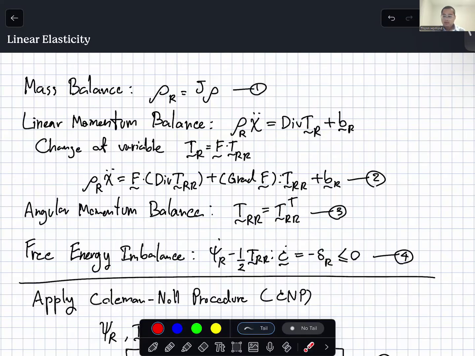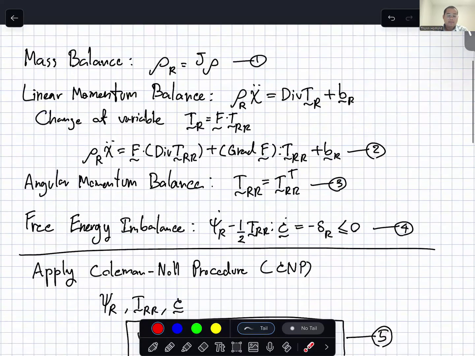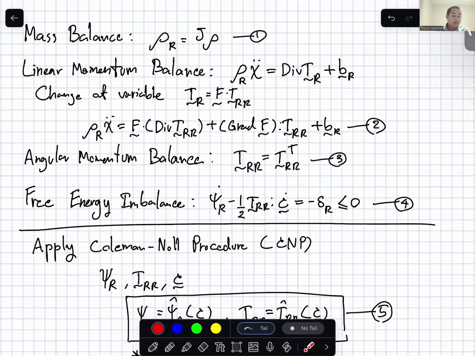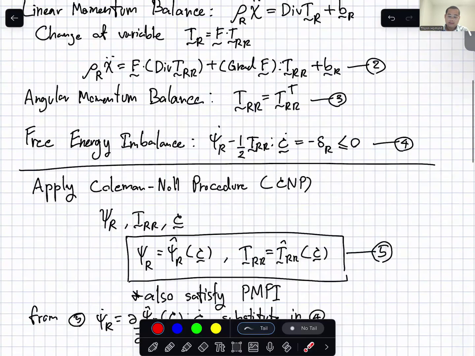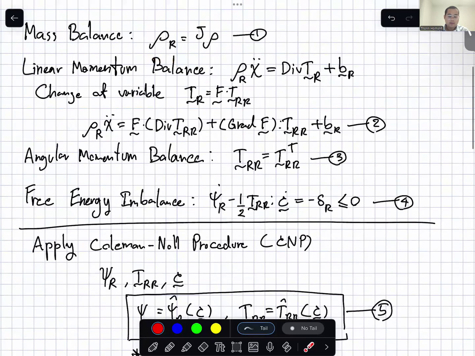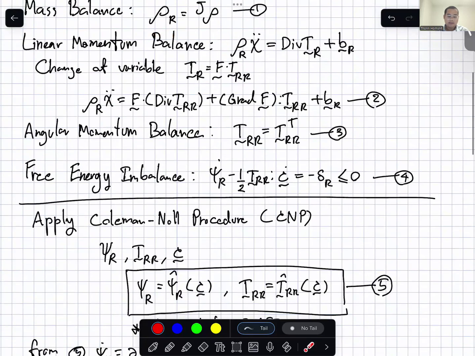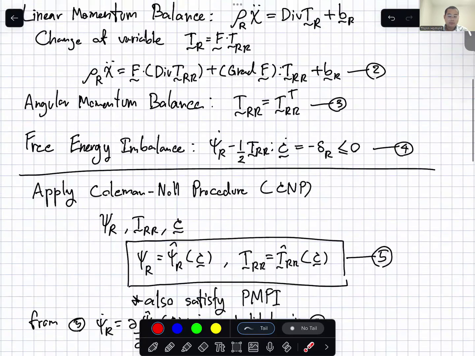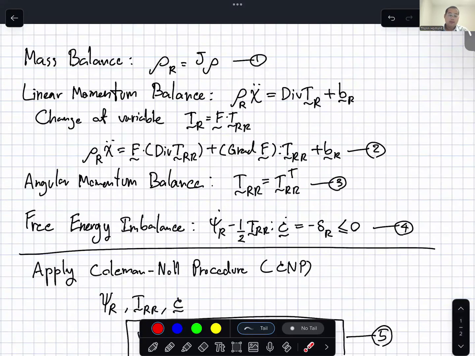Okay, this is recording. So today I'm going to derive the governing equations for linear elasticity. What we have so far from the previous lecture are these four equations, which we derived from the mass balance, the linear momentum balance, the angular momentum balance, and the free energy imbalance, and we apply the Coleman-Noll procedure. So let's get through these steps.